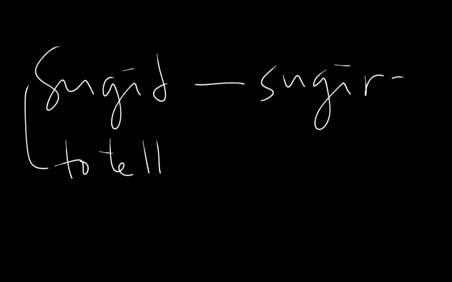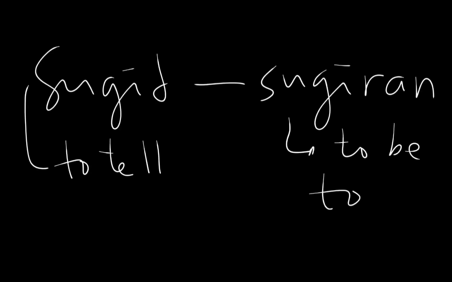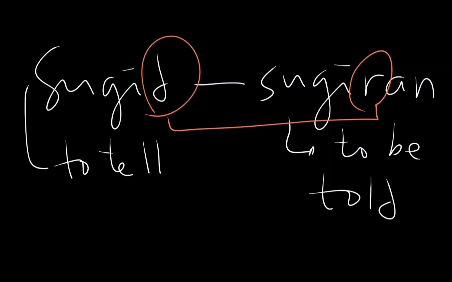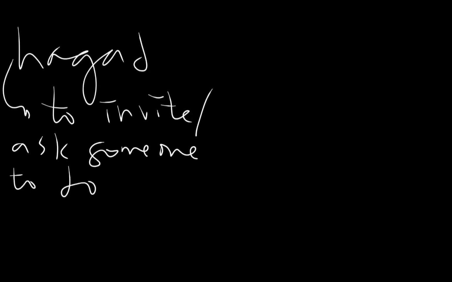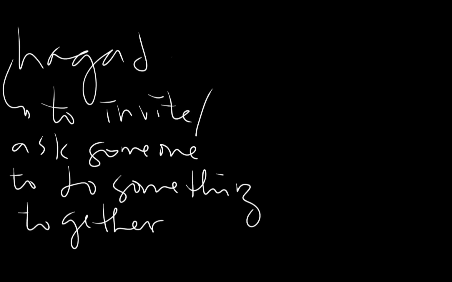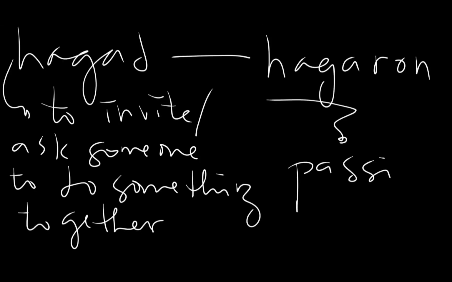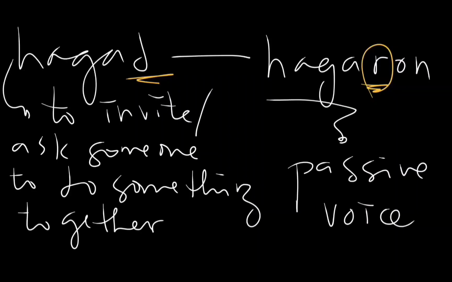Another example we have here is the verb sugid, which means to tell. When conjugated to form the passive sugiran, which means to be told, the consonant da from sugid shifts into the consonant ra in sugiran. Sugid, sugiran. One more example is the verb hagad, which means to invite or ask somebody to do something together. When conjugated to hagaron, its passive voice counterpart, the consonant da in hagad turns into the consonant ra in hagaron.